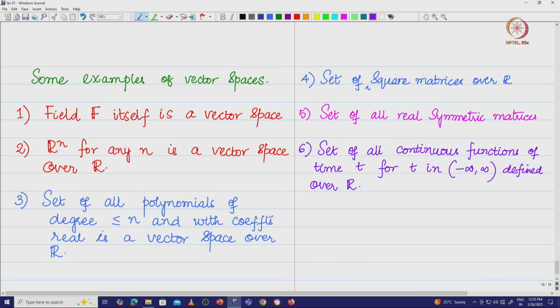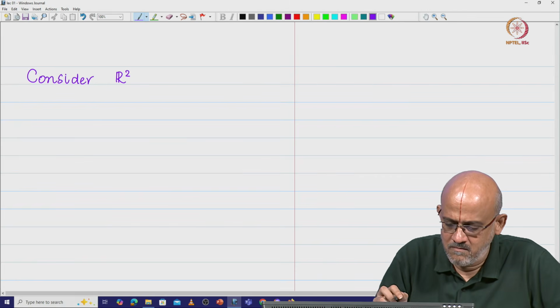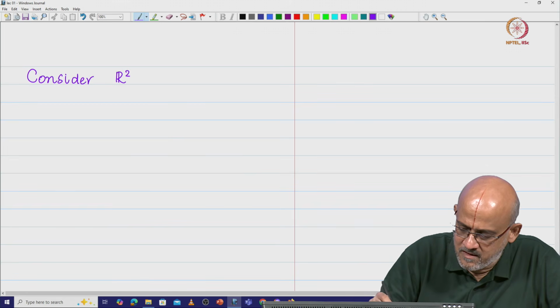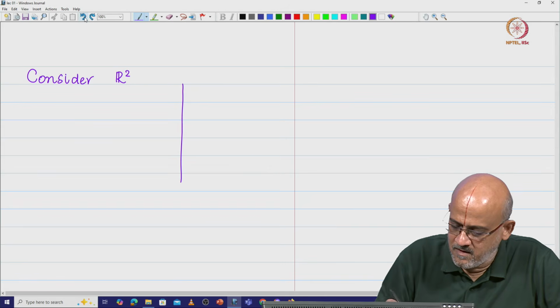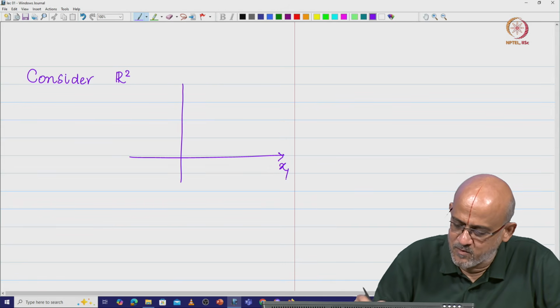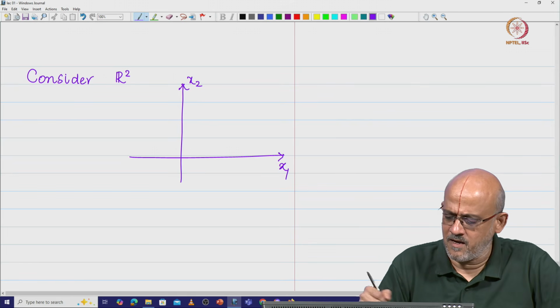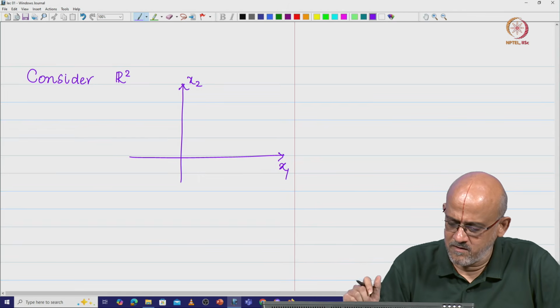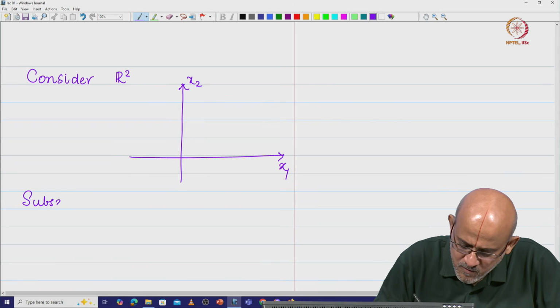Now, let us take a simple example. Consider R2. So, what are we going to do? Basically, I am going to look at the xy plane or the x1 x2 plane. So, let me call this x1 and that x2. So, this plane I am going to look at. Instead of looking at all the points in x1 x2, I am going to look at a sub collection of these points. That means I am going to look at a subset of points, a subset of R2.